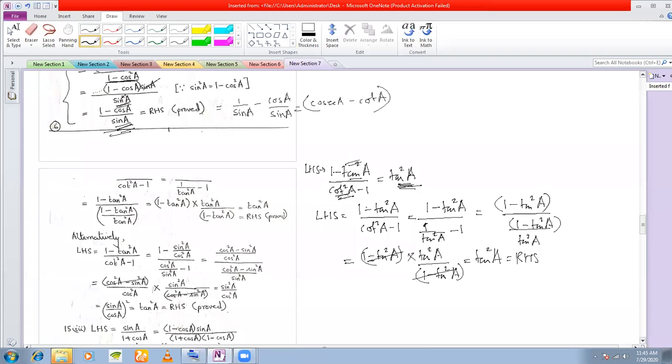But what you can also do is change this to sine and cos. If you change this to sine by cos, this to cos by sine, then you start from the left hand side and reach a certain expression. And then again you start from the right hand side and reach the same expression. That is, you have to show left hand side is equal to right hand side. Clear?